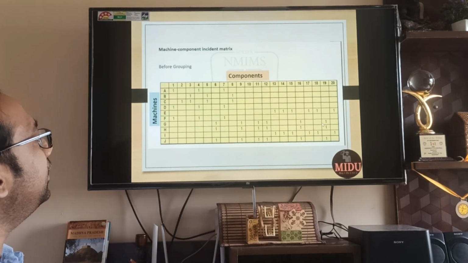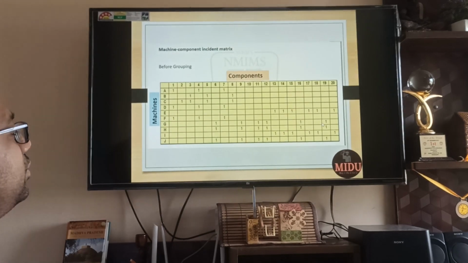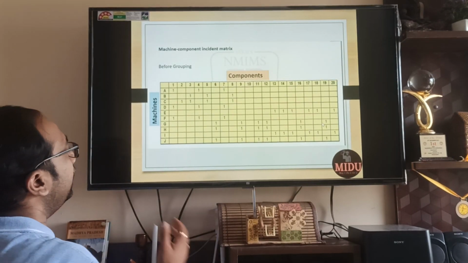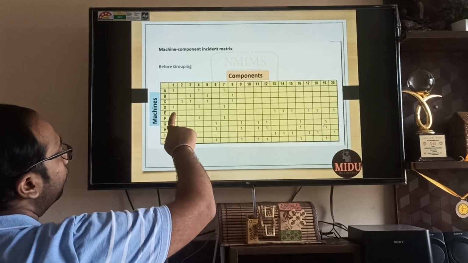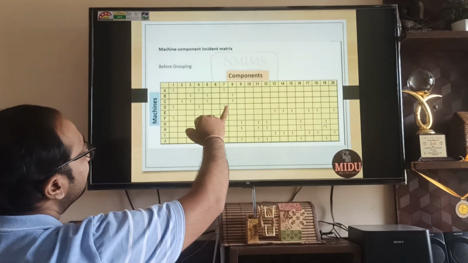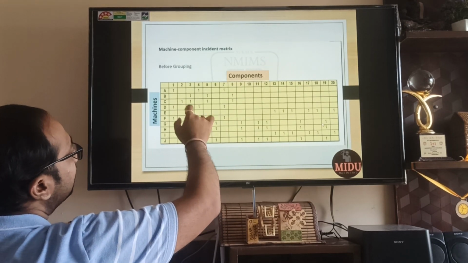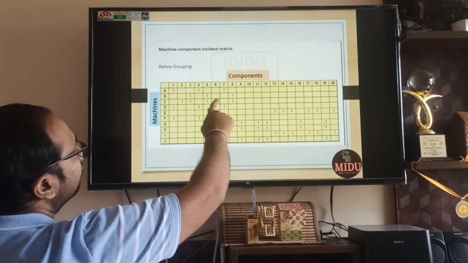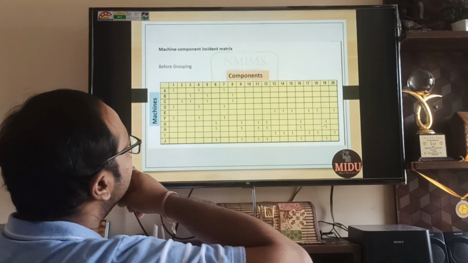By making groups we mean that we need to find out which machines have the same components. So just check this row. Again, D has 1, 4, 7, F has 1, 4, 7. So A, D and F become a group. Now let us identify one more group.